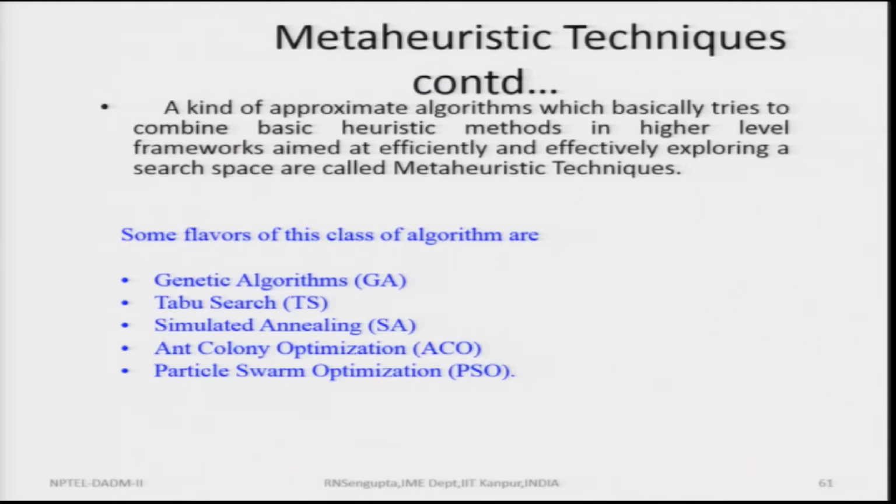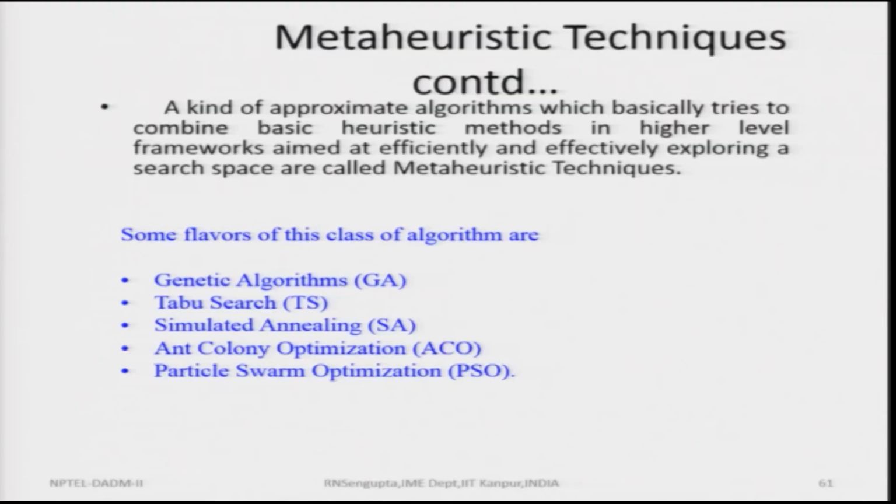Metaheuristic techniques are basically a kind of approximate algorithm which tries to combine basic heuristic methods in a higher-level framework aimed at efficiently and effectively finding solutions. If you remember, I did mention ant colony optimization, simulated annealing, artificial neural network, genetic algorithm, and all these things. So, these are particle swarm optimization. These are the class of problems which we have: genetic algorithm, tabu search, simulated annealing, and all these things.